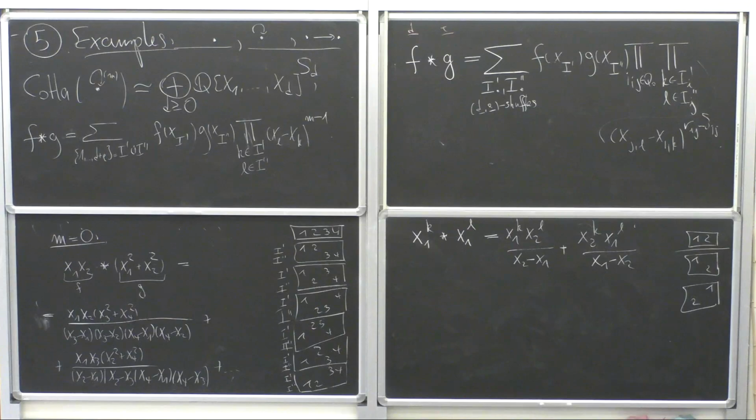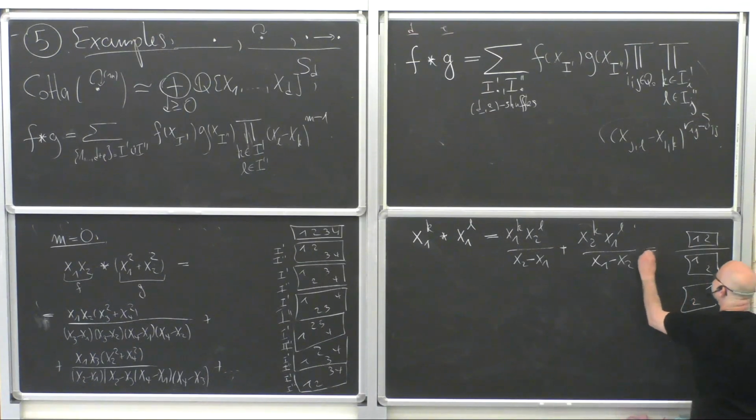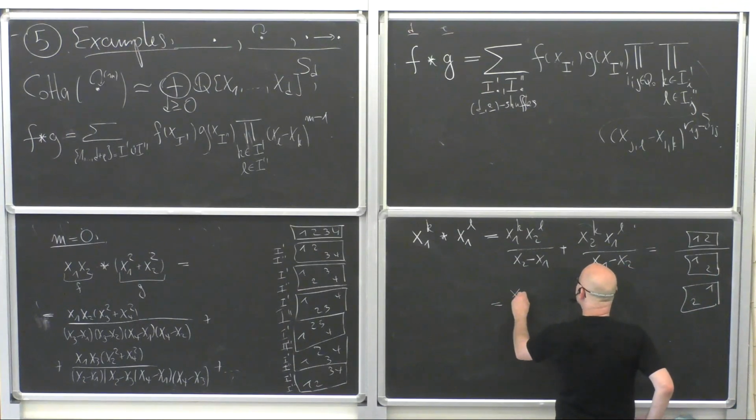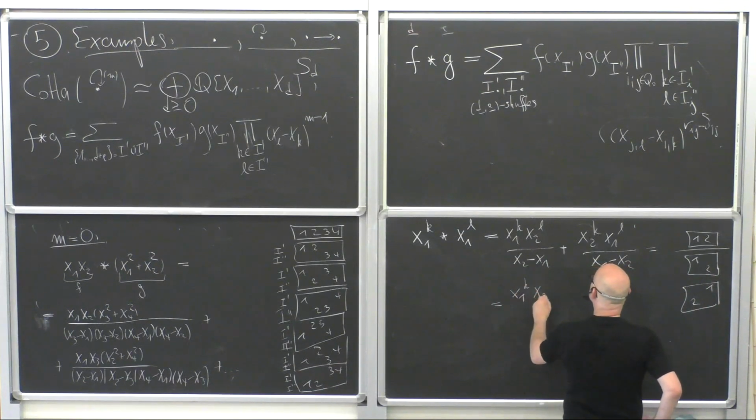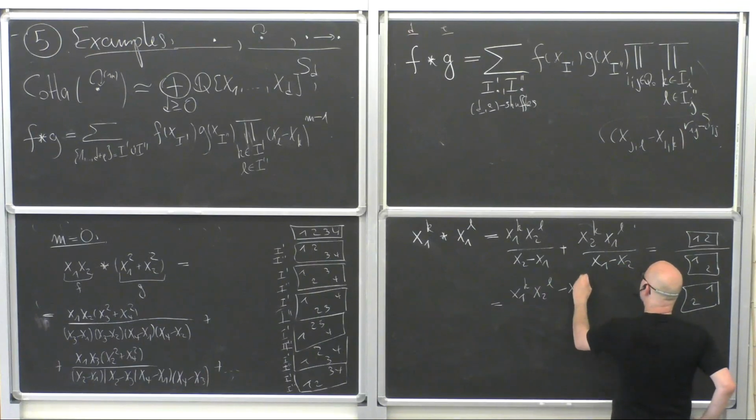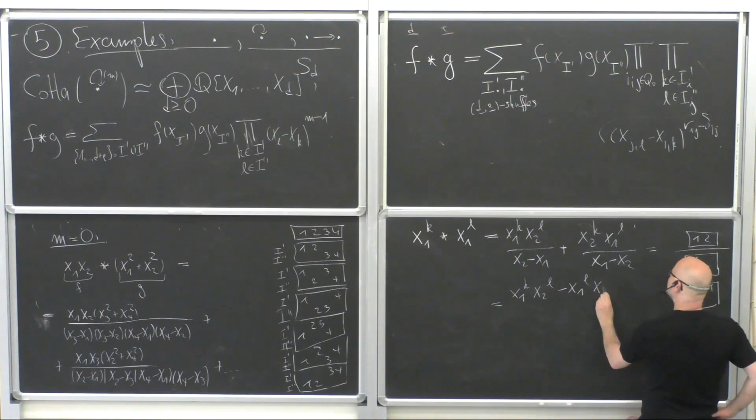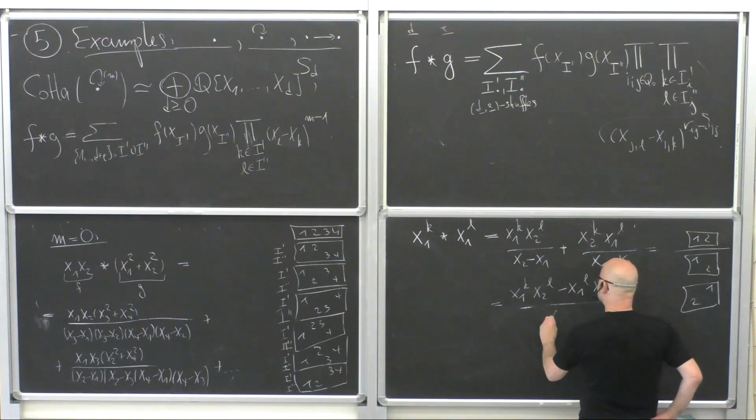Aha. So let's bring it to a joint denominator. This is easy in this case. The joint denominator expression is x1^k x2^l minus x1^l x2^k divided by x2 minus x1.